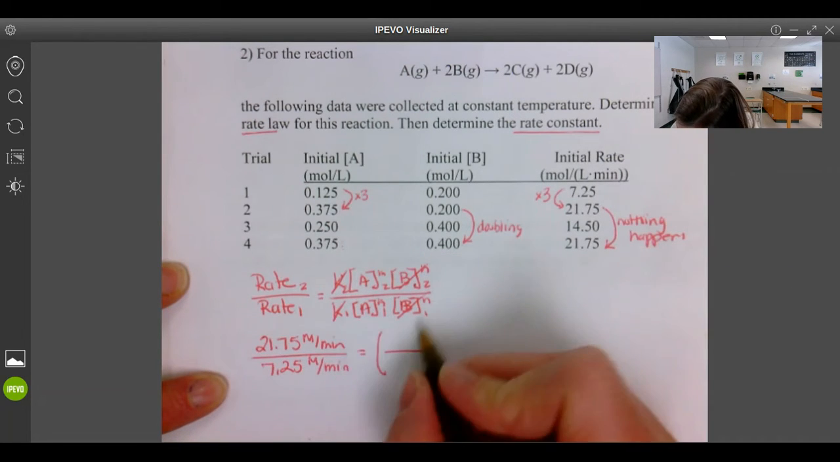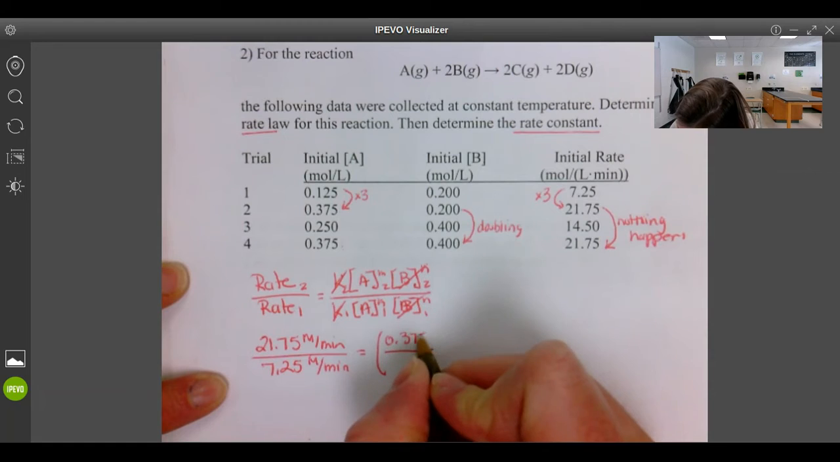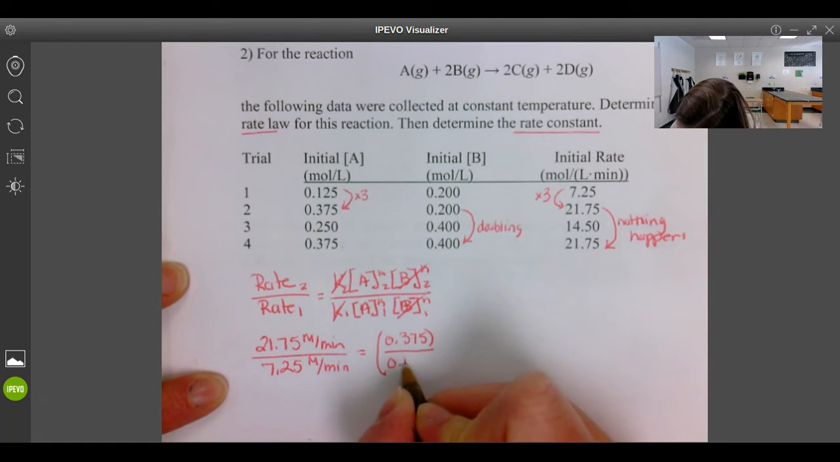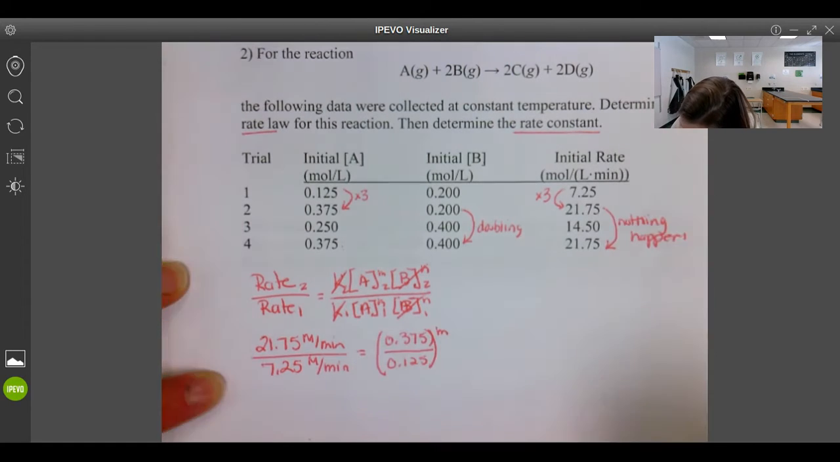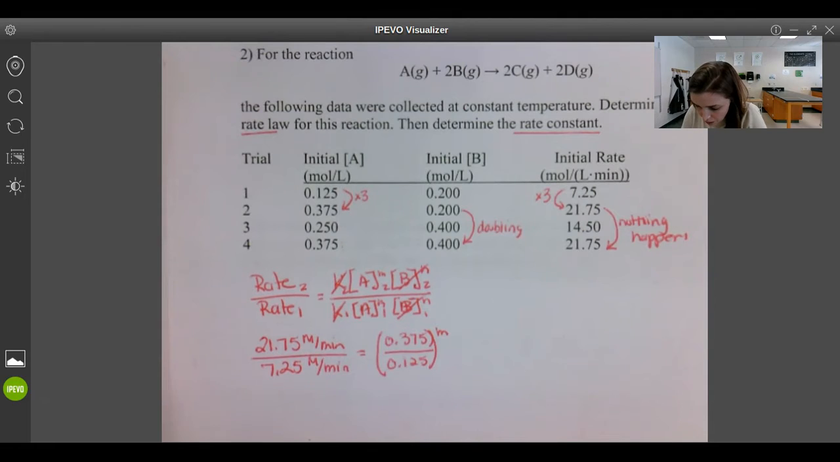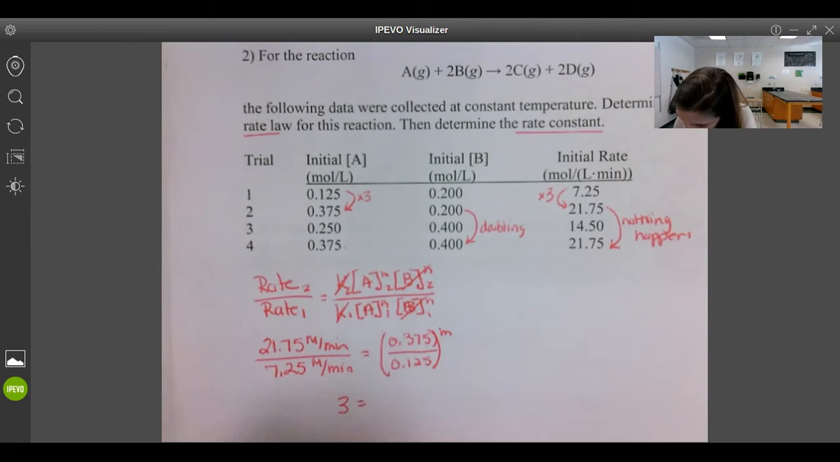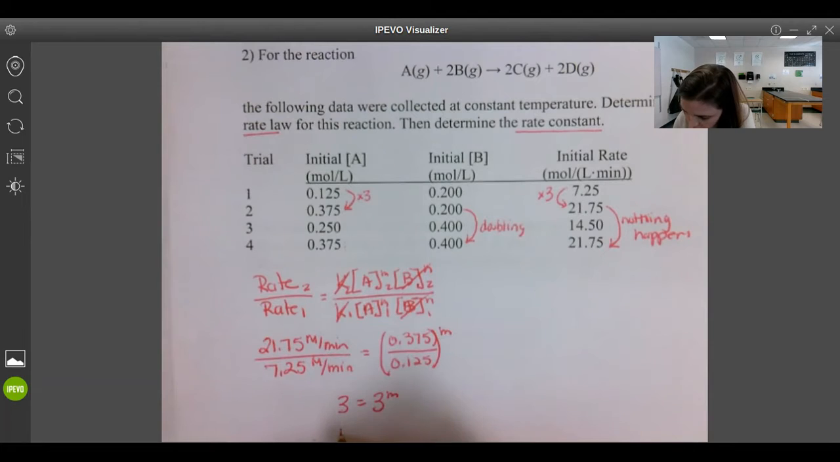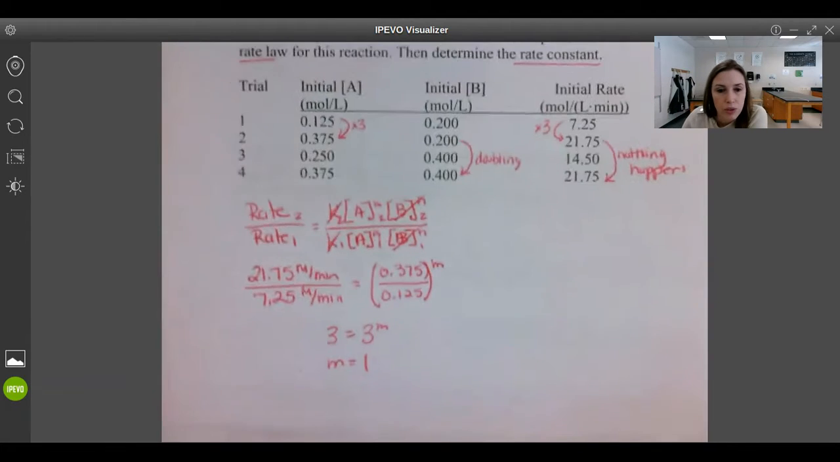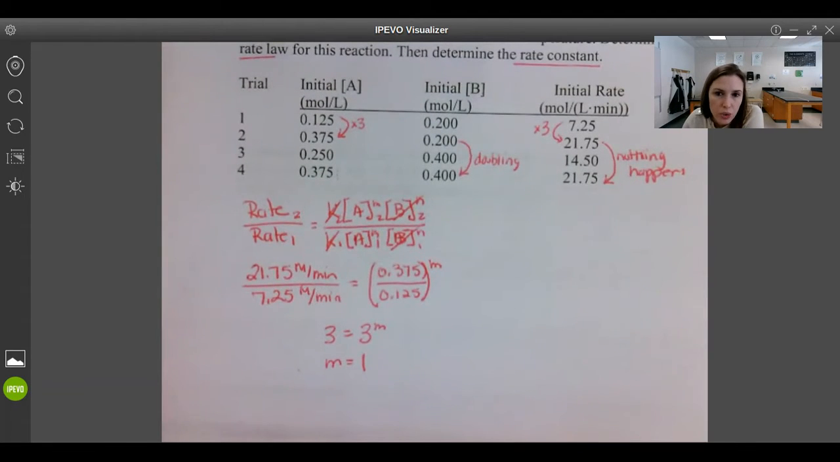Okay, my concentration of A for the second trial was 0.375, and this was 0.125 raised to M, so 21.75 over 7.25, we get 3. 0.375 divided by 0.125 would also give you 3 to the M. So in that case, M would have to equal 1. So it's another way you could do it if you just didn't see how the numbers were working out.